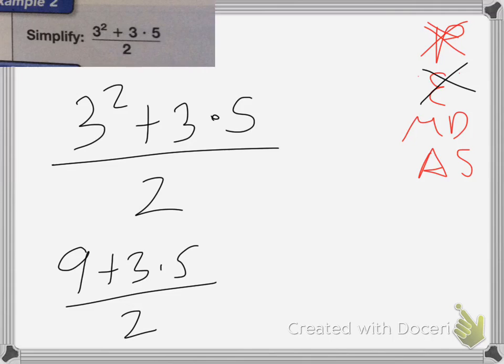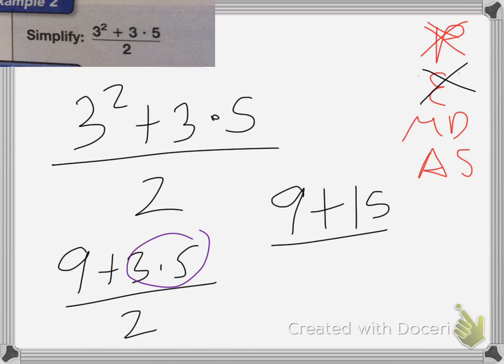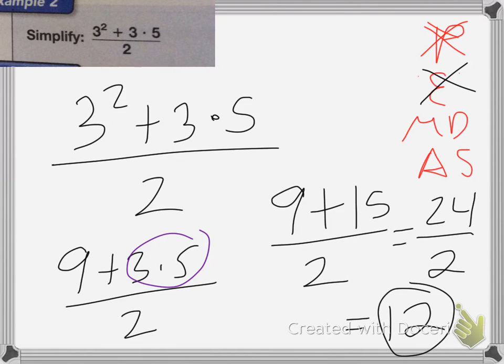The next step is multiply and divide, left to right. So I'm going to do 3 times 5 first. So it's going to be 9 plus 3 times 5 is 15, divided by 2. Okay, now I'm going to do 9 plus 15, which is 24. And then I'm going to divide that by 2. 24 divided by 2 is equal to 12. So my answer is 12.